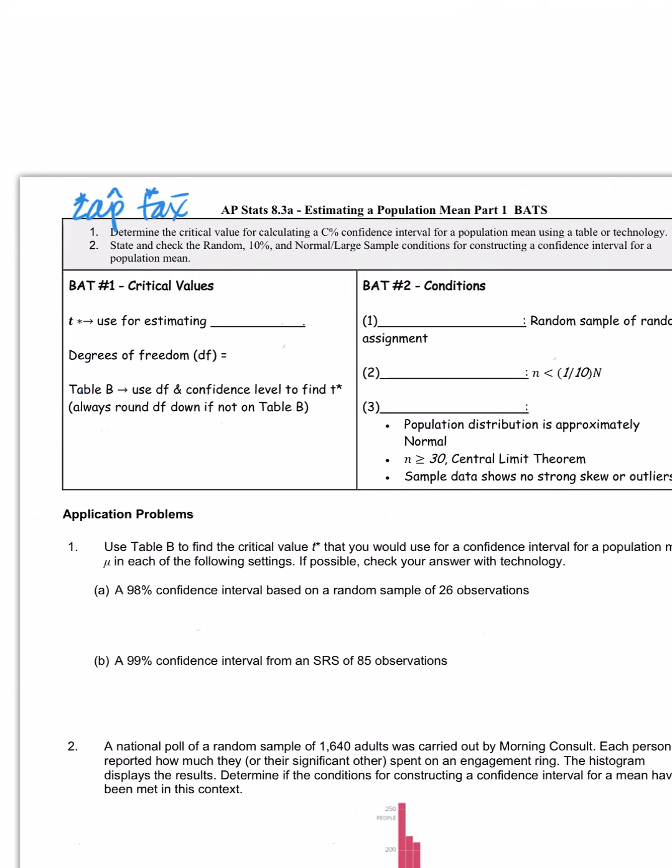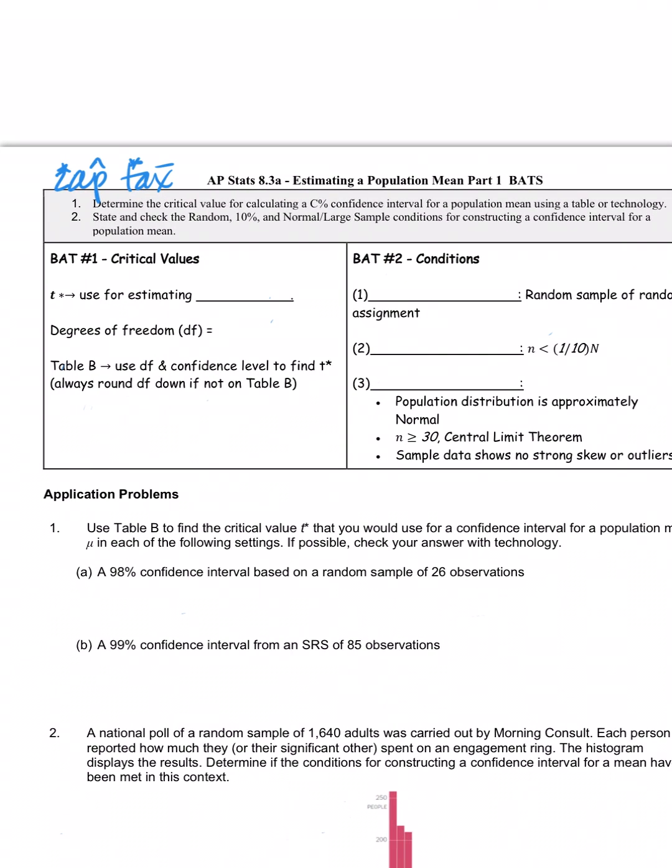Now, let's just summarize this. Okay, so T is used for estimating means. Degrees of freedom is something we have to use with T distribution, and that's just n minus 1. And these instructions are if you're using the table. We're not using the table. We're going to use inverse T in your calculator. It's going to ask you for area, and it's going to ask you for degrees of freedom. That's how you're going to find your T star.